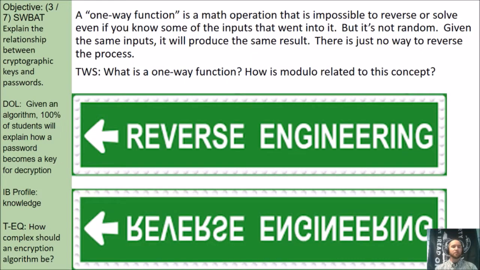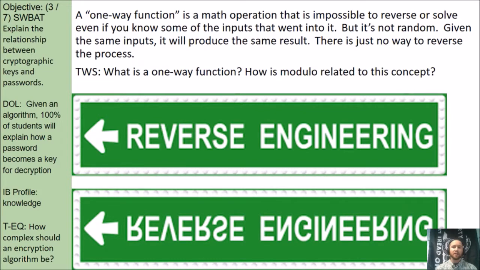I'm talking about this clock because what this clock would do is give us a one-way function. A one-way function is a math operation that is impossible to reverse or solve even if you know some of the inputs that went into it. But it's not random. Given the same inputs, it will produce the same result every time. There's just no way to reverse the process. So your think, write, share here is: what is a one-way function and how is modulo related to this concept?